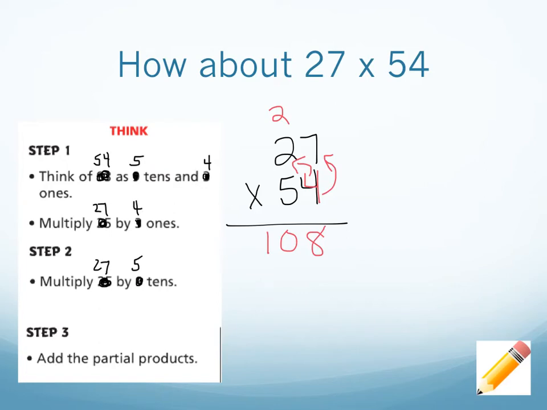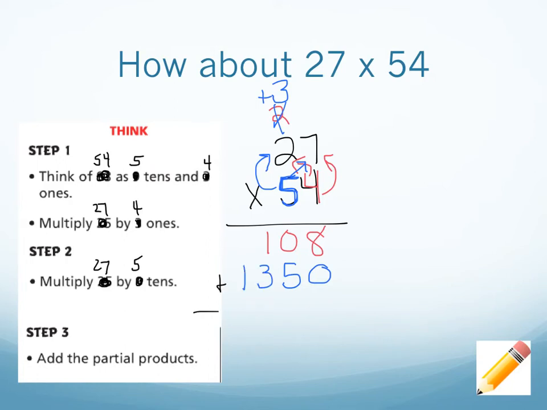For the next step, I'm going to multiply by my 5 tens. And because my 5 is in the tens place, I'm going to add my 0 that I would add to my answer automatically when I multiply by 5 tens. Now I can think about multiplying by 5. 5 times 7 is 35. Put down the 5, carry the 3. And then 5 times 2 is 10, plus 3 is 13.